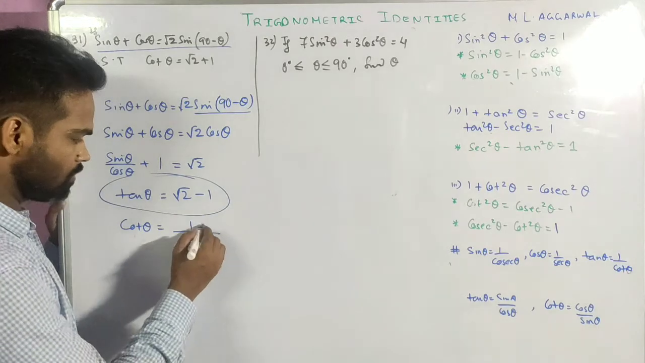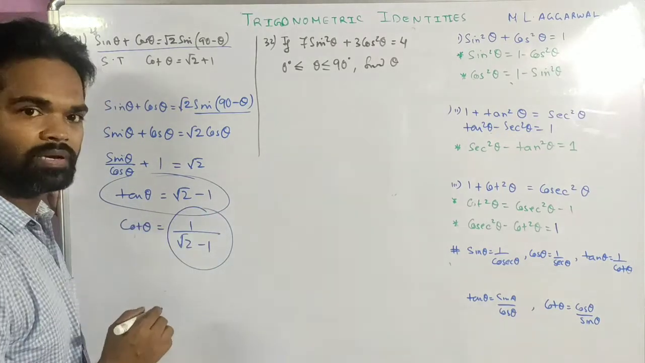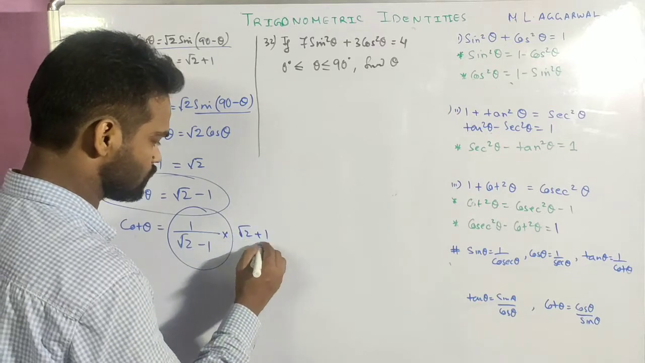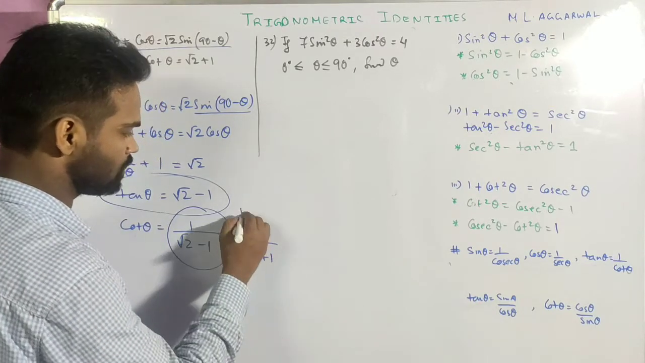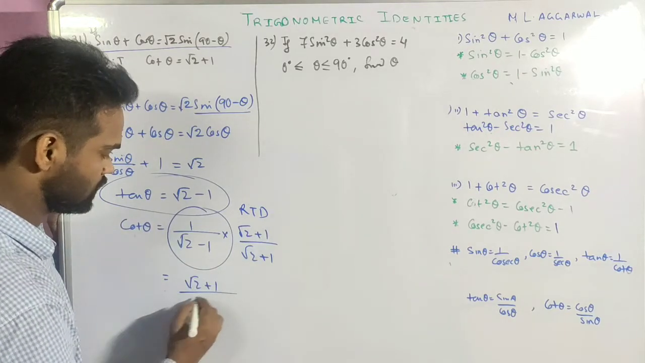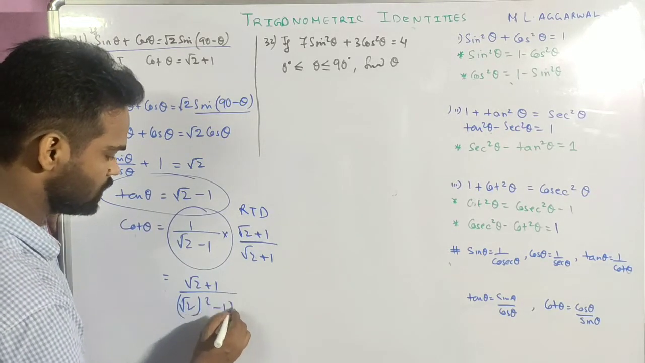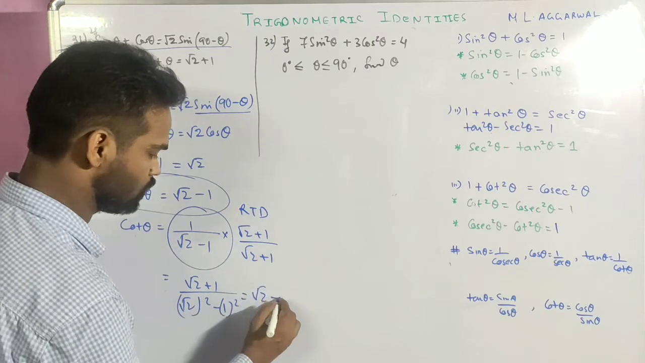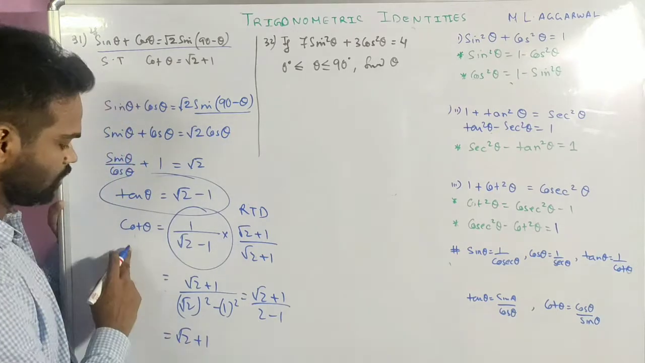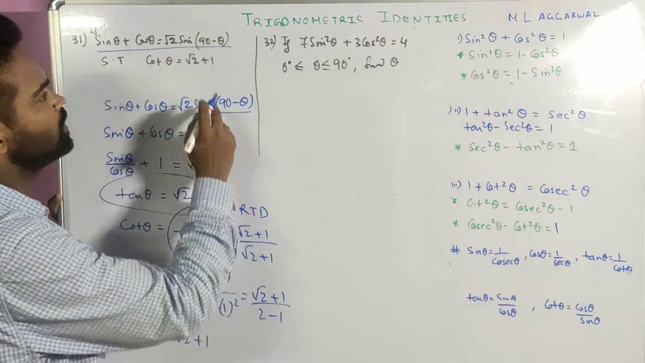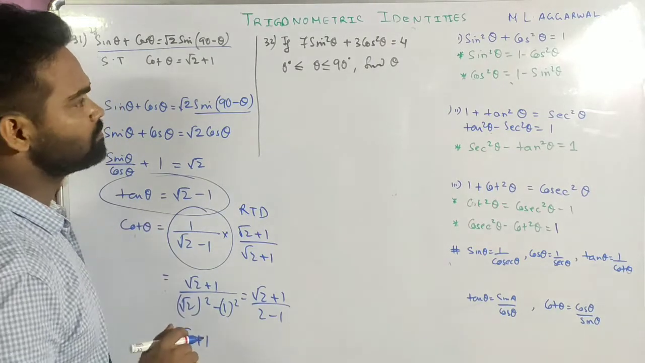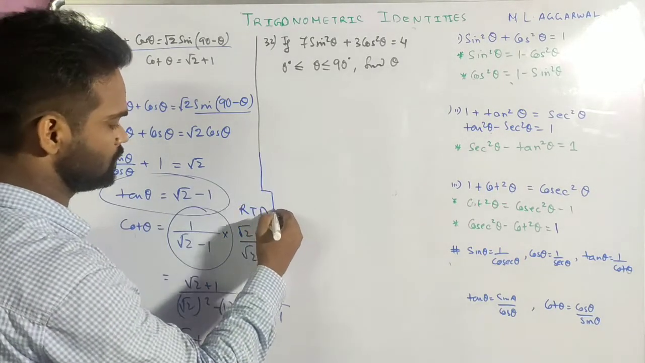Done. Now rationalize the denominator, because root should not be there in the denominator. So when you rationalize 1 by root 2 minus 1, multiply by root 2 plus 1. So that's root 2 plus 1 in the denominator, root 2 square minus 1 square. That's root 2 plus 1 over 2 minus 1. That's root 2 plus 1. So cot theta is nothing but root 2 plus 1, isn't it? That is what we were supposed to prove. Done. Now look at 32.